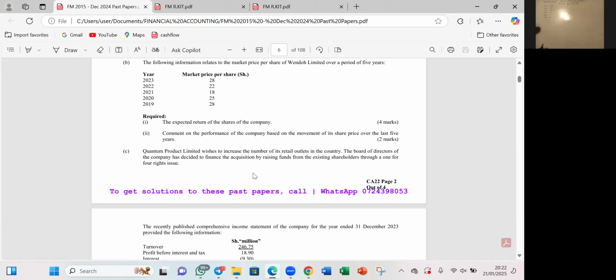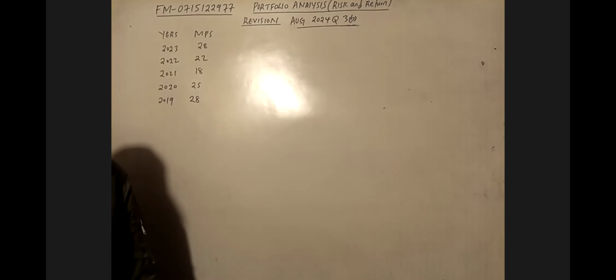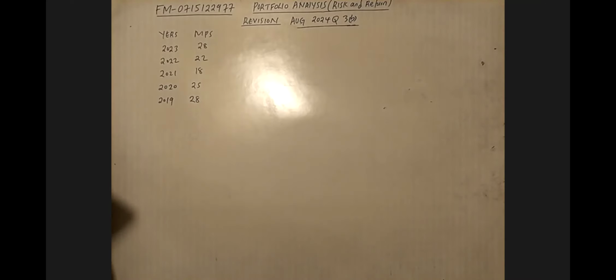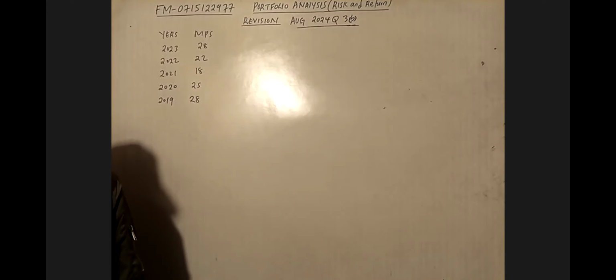So we are supposed to calculate the expected return, and then we comment. Now, who can tell us how we are supposed to do this question? What is the first thing in this question? What do you notice in this question? When you look at the class, you can easily note.